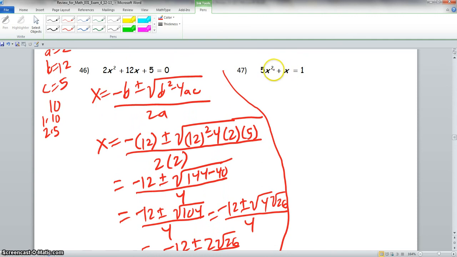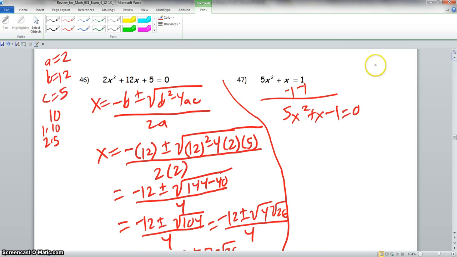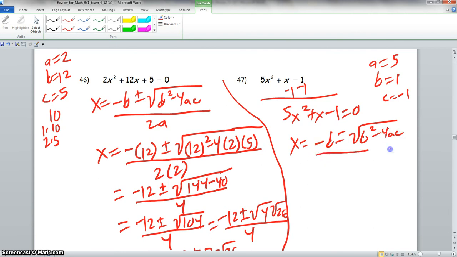Now with 47, the first thing we need to do is subtract 1 on both sides. So we will have 5x squared plus x minus 1 equals 0. Let's just use the quadratic equation. So we have a is 5, b is 1, and c is negative 1. So we have x is equal to negative b plus or minus the square root of b squared minus 4ac all over 2a.